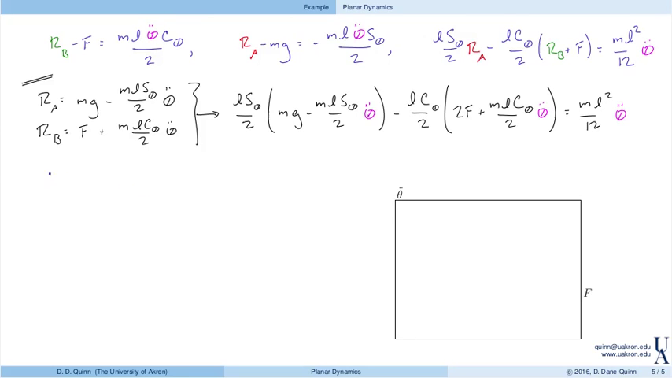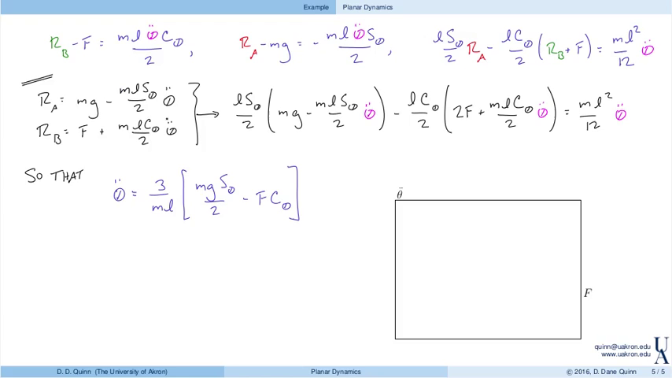So as a result, we can find the angular acceleration of the bar. And you can pause this and do all this algebra, and what you'll find is that theta double dot is 3 divided by ml times mg sine of theta over 2 minus F cosine of theta. So this is the angular acceleration.